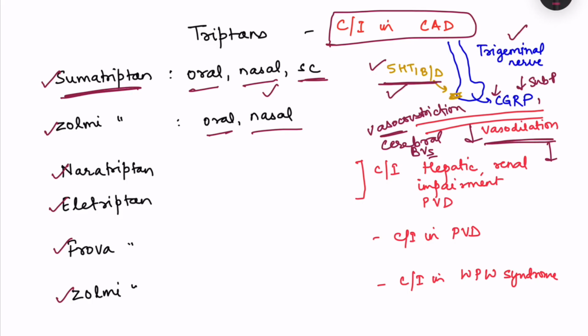Then naratriptan and eletriptan, these are contraindicated in hepatic and renal impairment and also in peripheral vascular disease. Frovatriptan again is contraindicated in peripheral vascular disease, and zolmitriptan is contraindicated in WPW syndrome, Wolff-Parkinson-White syndrome. Okay, so those are the triptans.